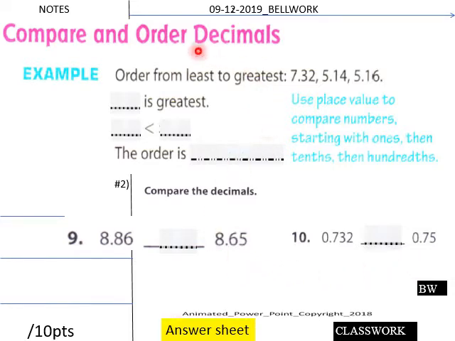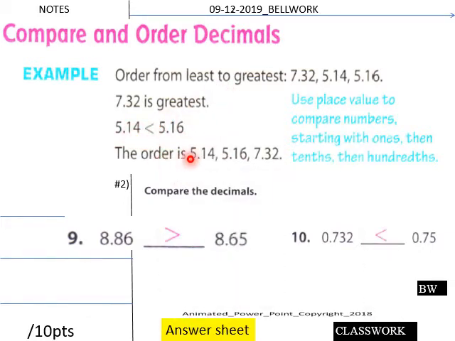Okay, welcome back everybody for today's bell work. Order from least to greatest: 7.32, 5.14, and 5.16. So which one of these numbers is the greatest? Wouldn't it be 7.32? And then from the others, what is less than the other? 5.14 is less than 5.16, isn't it? So the order from least to greatest would be 5.14, 5.16, and then 7.32.